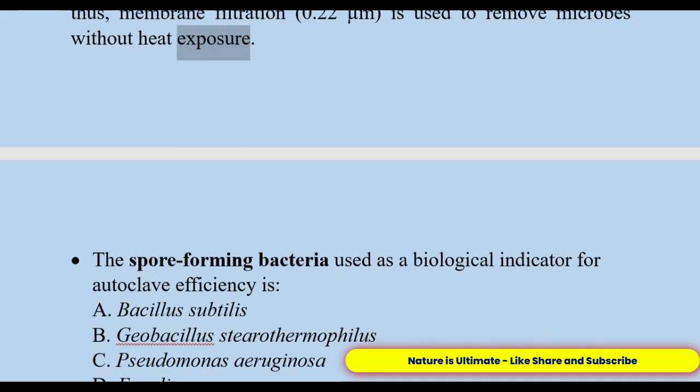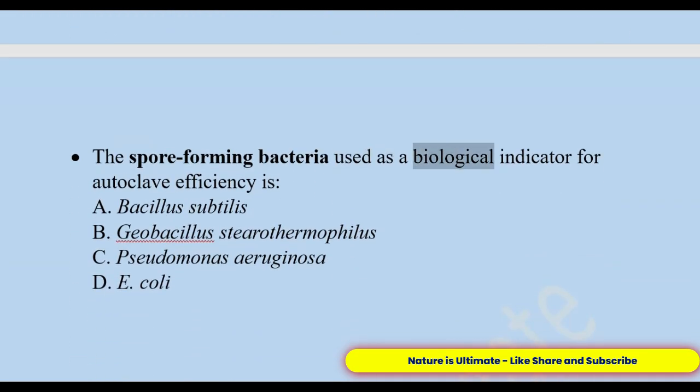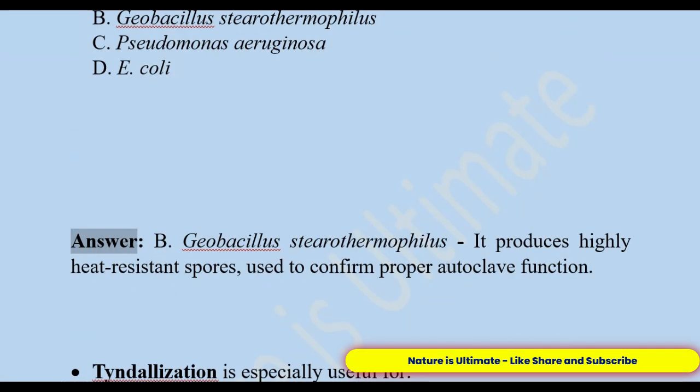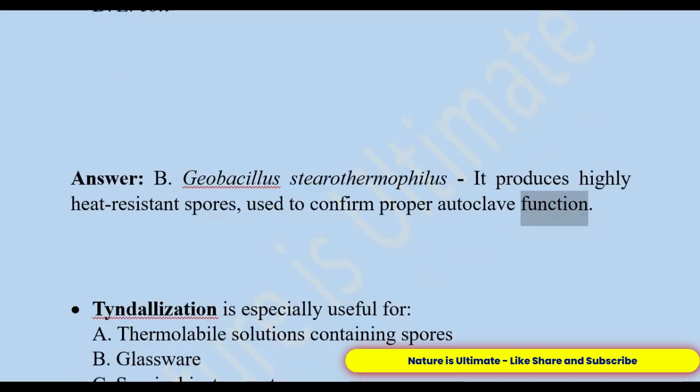The spore-forming bacteria used as a biological indicator for autoclave efficiency is A. Bacillus subtilis. B. Geobacillus stearothermophilus. C. Pseudomonas aeruginosa. D. E. coli. Answer: B. Geobacillus stearothermophilus. It produces highly heat-resistant spores, used to confirm proper autoclave function.